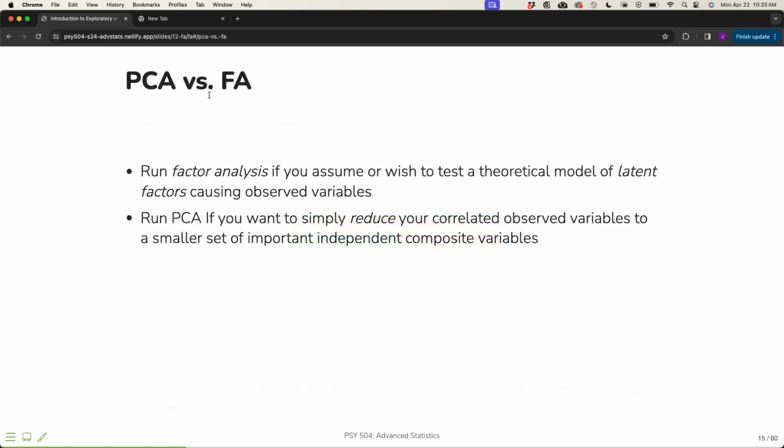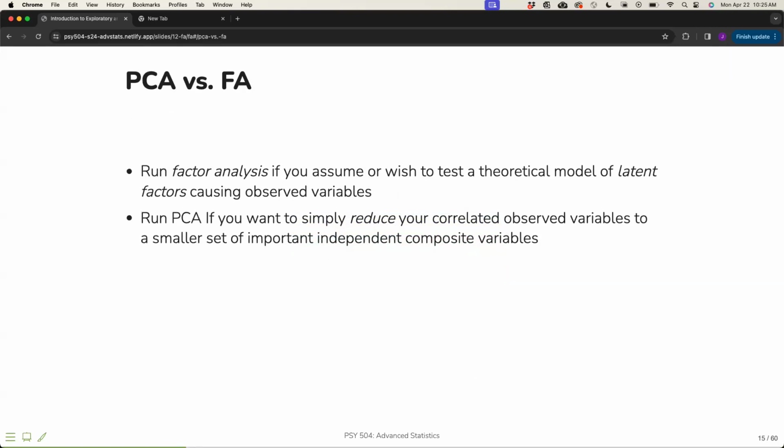So you might be asking yourself, when should I use a principal components analysis? When should I use a factor analysis? Here are some rules of thumb. You conduct a factor analysis if you're interested in testing some type of theoretical model or construct, right? You want to extract latent factors from your data, run a factor analysis.